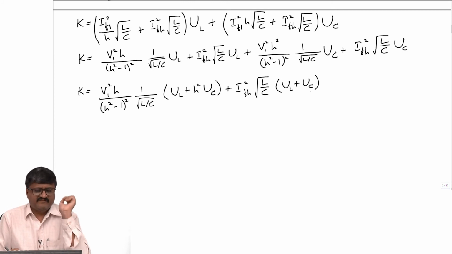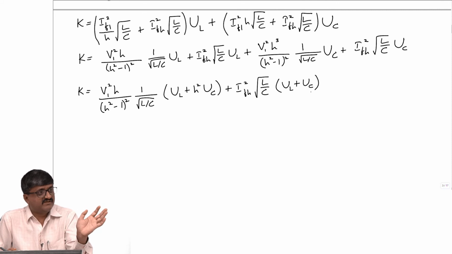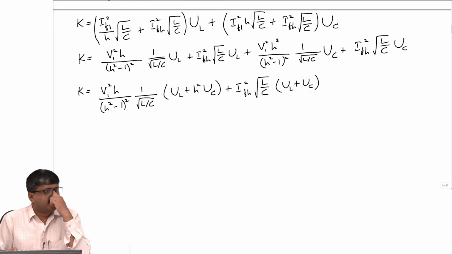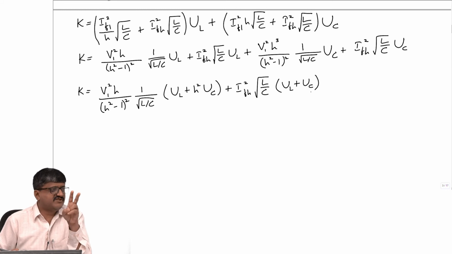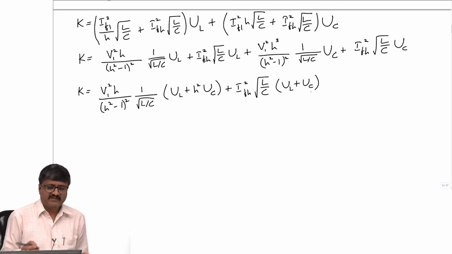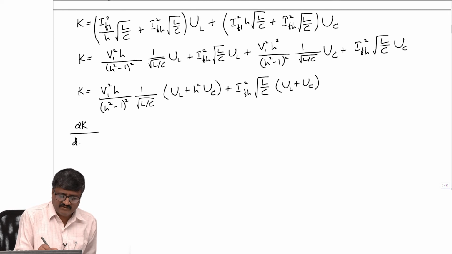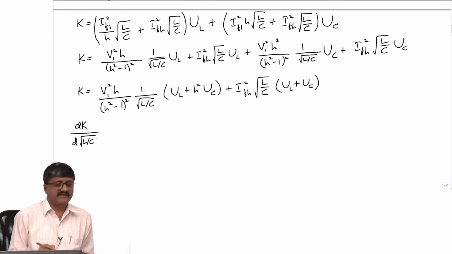So, essentially there are 2 terms. If you look at this expression for cost, look at all the quantities. V1 is constant, H is a constant, UL is a constant, UC is a constant, I of H is a constant. So, the only unknown quantities are L and C. Now, I can say that the only unknown quantity right now is not just 2, but only one, which is L by C or square root of L by C. I can say square root of L by C is an unknown quantity. So, if I want to minimize cost, the necessary condition is that the first derivative of cost with respect to this unknown quantity, square root of L by C, should be 0.